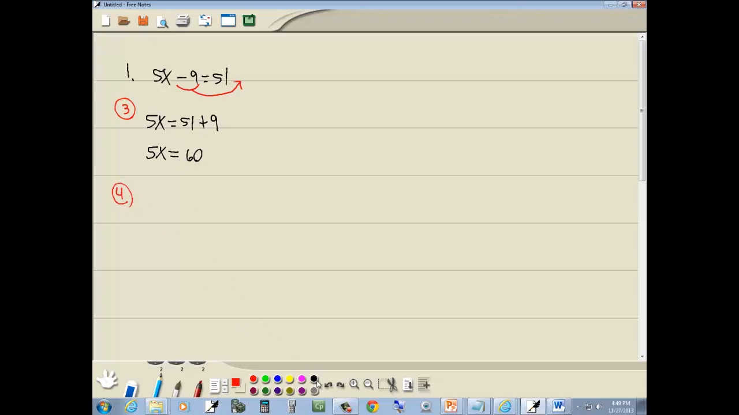Step 4. Divide both sides by the number in front of your x. The number in front of our x is a 5, so we'll divide both sides by 5. When we do that, these 5's are going to cancel. And 60 divided by 5 gives us 12.